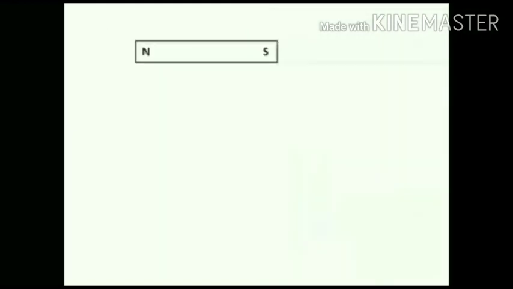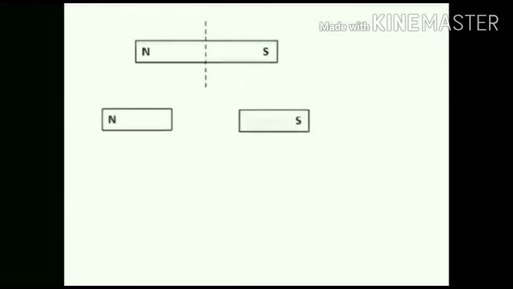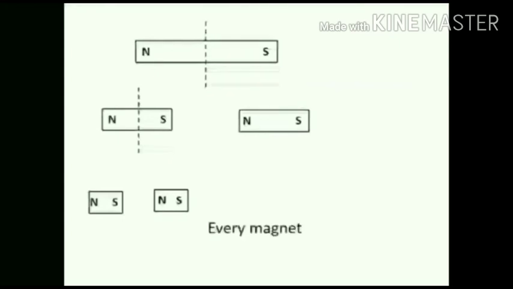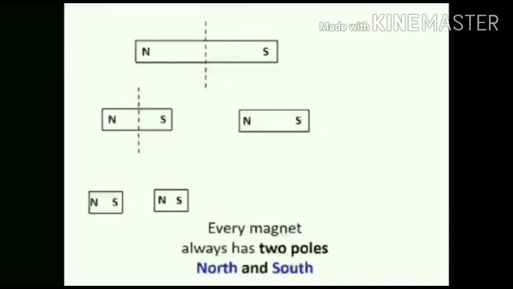Now, I know that a magnet has a north pole and a south pole. Now, if I want to separate the north pole and south pole by breaking the magnet into two pieces, I find that each of the two pieces also has a north pole and a south pole as well. And if I keep on breaking the magnet into smaller and smaller pieces, I find that even a small piece also has the north pole as well as the south pole. So that means every magnet always has two poles, north and south. Now this property of a magnet is known as its bipolar property.